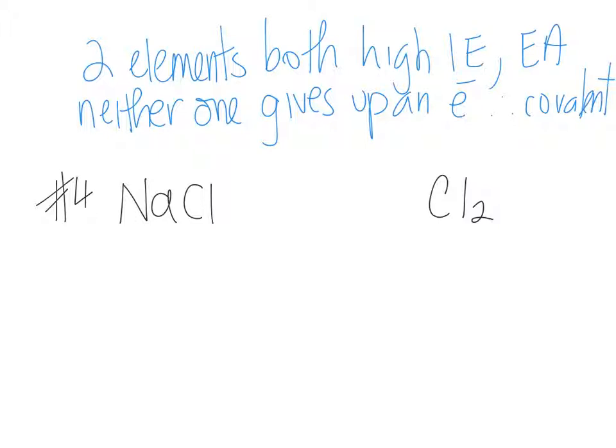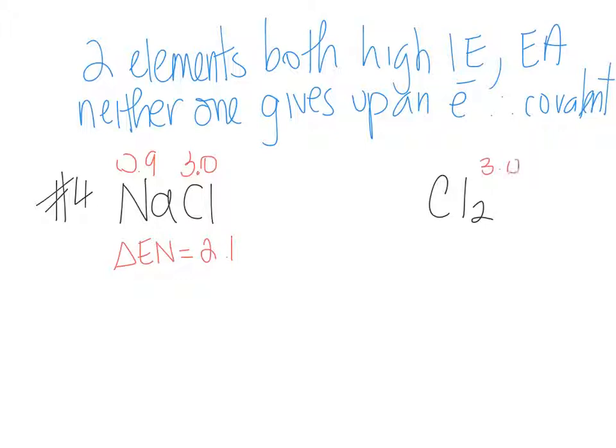What's the electronegativity of sodium? 0.9. What is chlorine? 3. So what's the difference in electronegativity? So where does that fall in the bonding continuum? Ionic. Does this have a metal and a nonmetal? So it is ionic. Cl2, chlorine and chlorine.